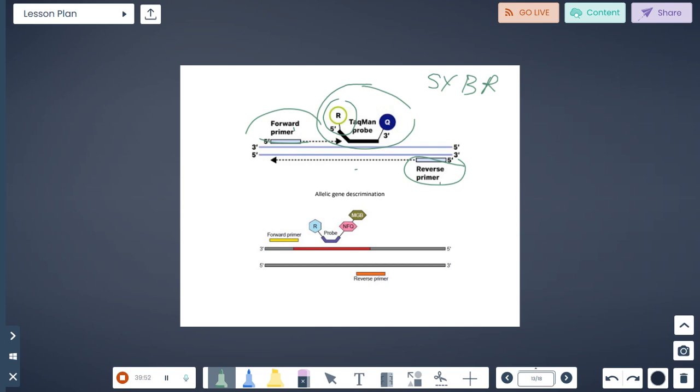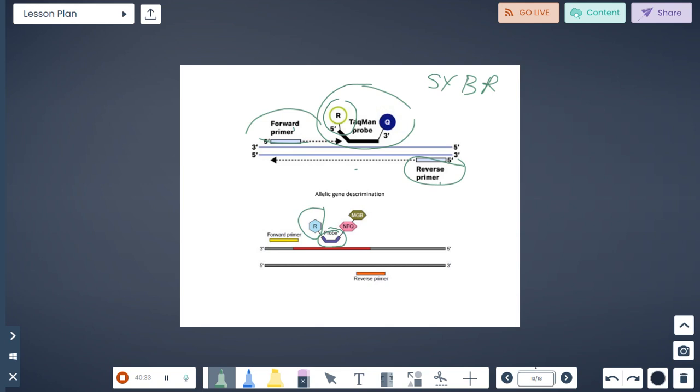This MGB probe, MGB is minor groove binder. The length of this primer is very short, but because of the MGB, it can easily bind to the template, and this is actually used for allelic gene discrimination. So when the reaction is going on, similarly to what you have seen in the case of TaqMan probe, the reporter or the fluorescent portion will be released.